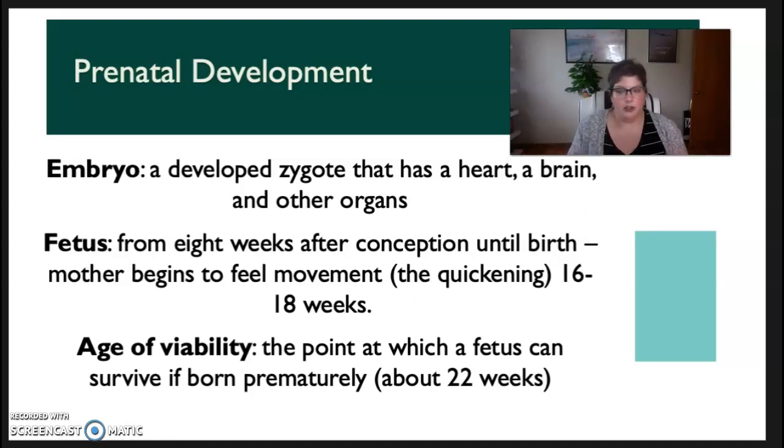Mothers begin to feel the fetus moving at the quickening, which happens about 16 to 18 weeks. So that's the first time the mom can feel the fetus moving around inside of her. And then age of viability is just like what it sounds. It's when the fetus is viable to live independently outside of the mother, usually about 22 weeks, just depends on sort of the medical care that's available. One of the bigger problems is that lungs are sort of one of the last things that fully develop. So usually breathing is the biggest issue.